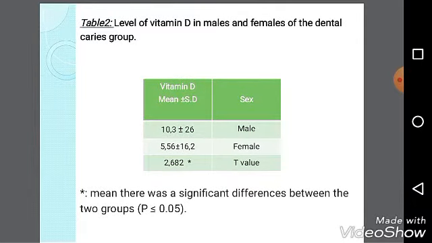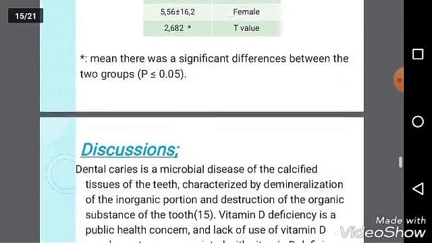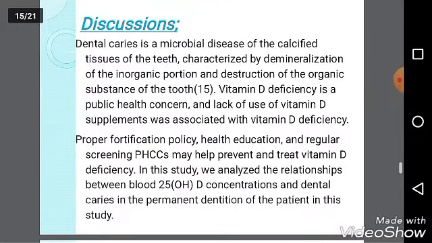Table 2 describes the level of vitamin D in males and females of the dental caries group. Male about 26 to 10, female about 16 to 5, and the significant difference between them is less than 0.05. Dental caries is a microbial disease of calcified tissue of the teeth characterized by demineralization of the inorganic portion and destruction of the organic substance of the tooth.